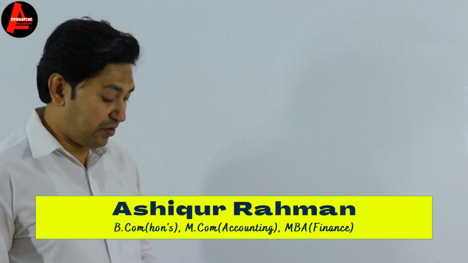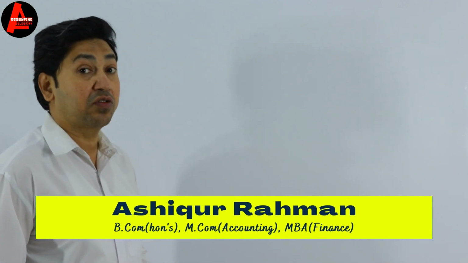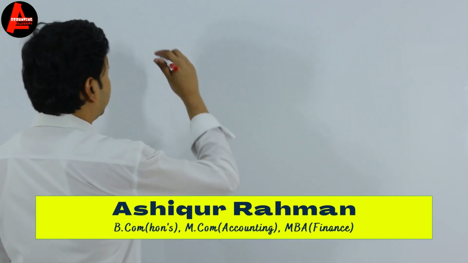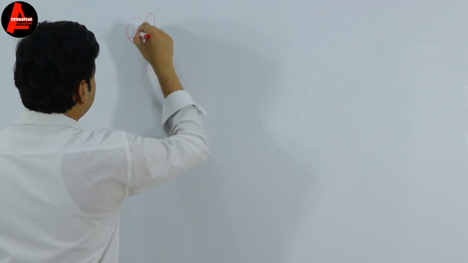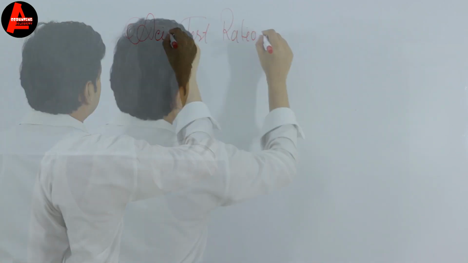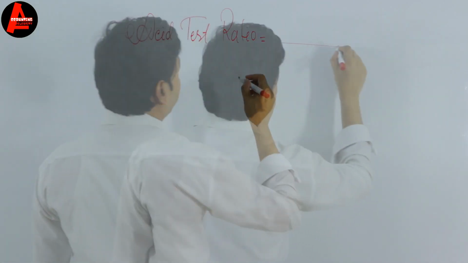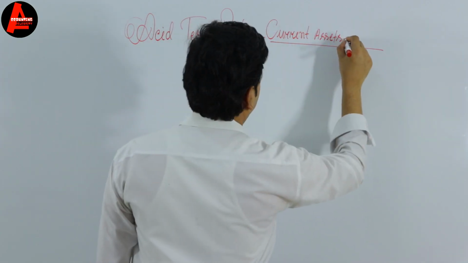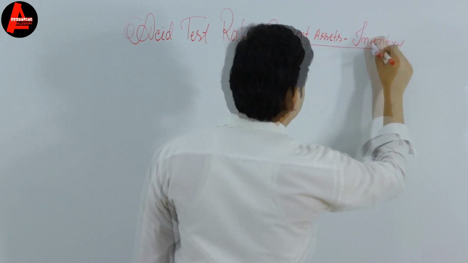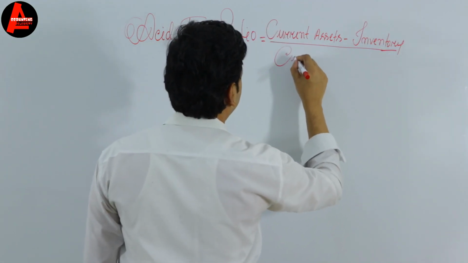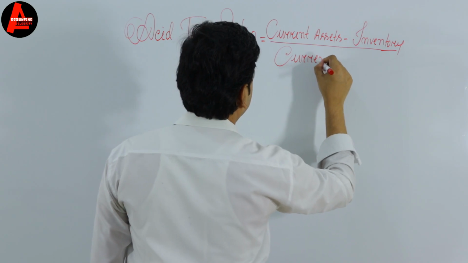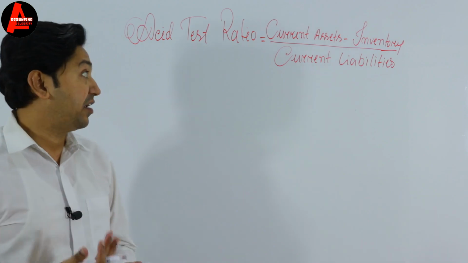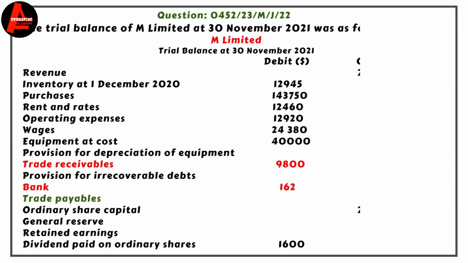So here, first of all, what is the formula? How to calculate acid test ratio? So here we know acid test ratio equal to current asset minus inventory divided by current liabilities. So here, what are our current assets and current liabilities? So let us have a look at the question.